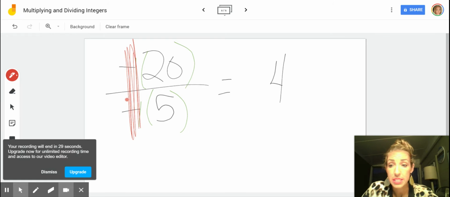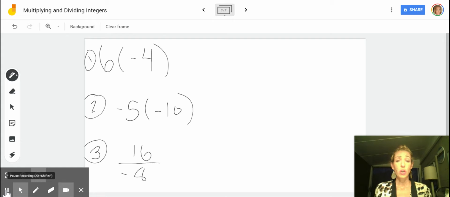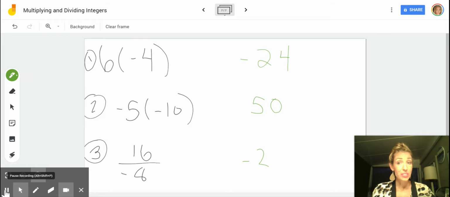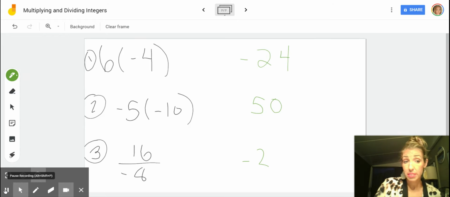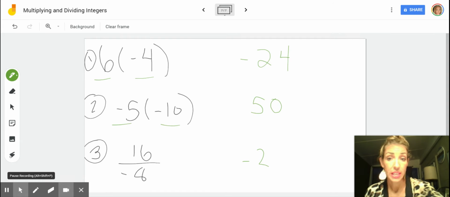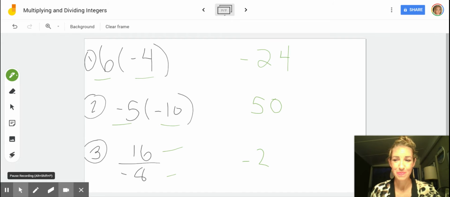So let's do a few examples. Go ahead, write these problems down, pause the video, and solve them yourself. All right, now you can go ahead and check your answers. Number 1 is negative because I had a positive and a negative. Number 2 is positive because I had 2 negatives. Number 3, negative answer because I had a positive and a negative. Hope that helps.